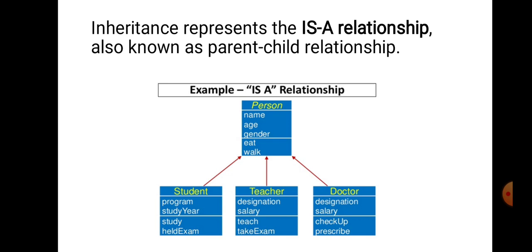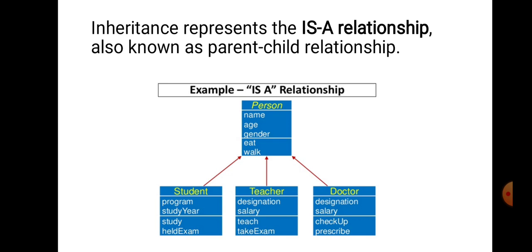Similarly, we want to create another class, the teacher class, and the teacher class also has features like name, age, gender, eat, walk, and new features like designation, salary, teach and take exam. So instead of writing the same features again in the teacher class, we will inherit the features of the person class into the teacher class. So the person class is a base class and the teacher class is a derived class, and we are inheriting some features of the person class into the teacher class.